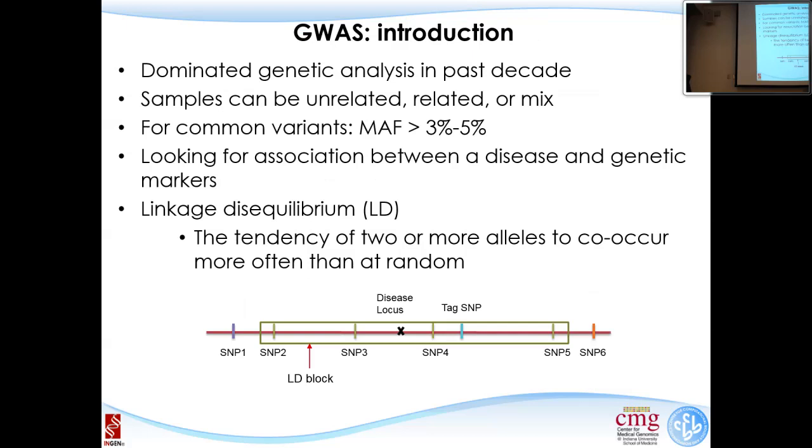So for GWAS, like I said before, it's been the dominant genetic analysis in the past decade. The first paper was published in 2005, and since 2008, 2009, everyone is doing GWAS. The sample can be unrelated, related, or mixed. Basically, whatever you can get. This is for common variants only. Usually the lowest cutoff for the minor allele frequency is 3% to 5%. You can go even lower, to 1%, if you have hundreds of thousands or maybe millions of samples from a large consortium or large biobank. But I don't recommend you go lower than 1%. If you want to, use the rare variant analysis that I will talk about later.